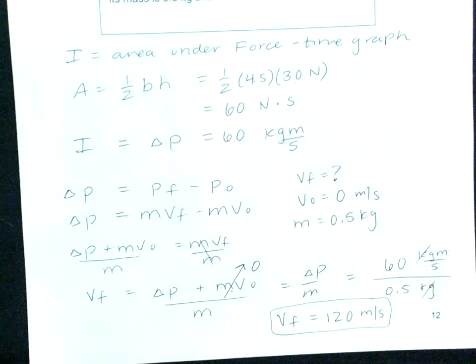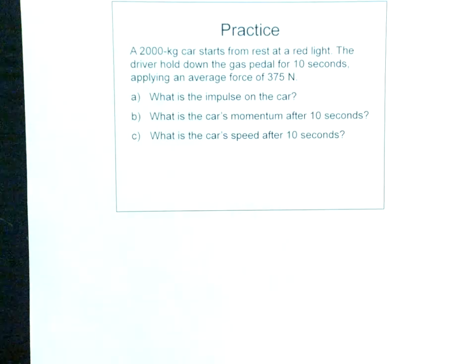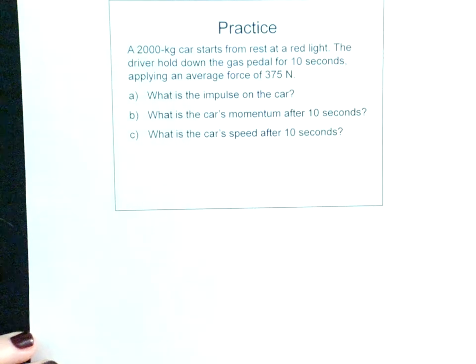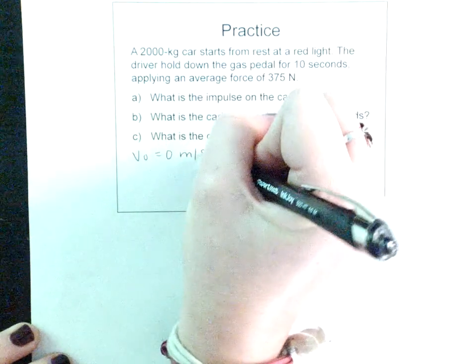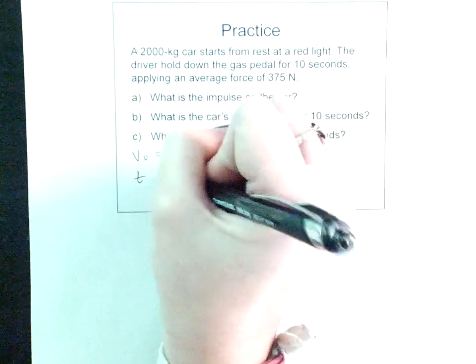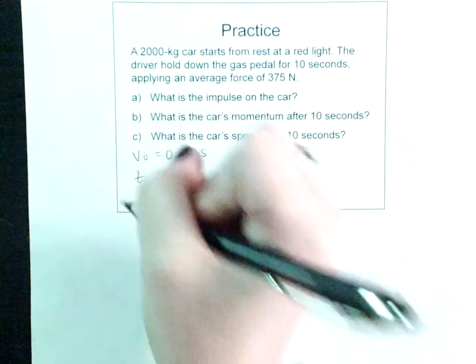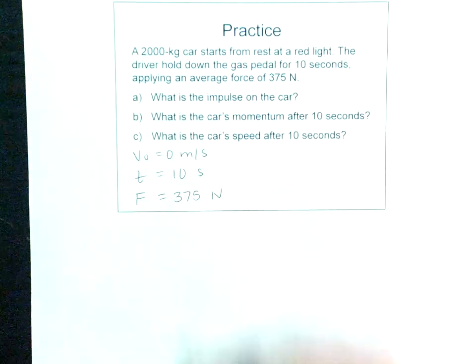For this next problem, go ahead and pause the video and try it yourself. And then you can either watch the video or just fast forward and check your answers. So now we have a 2,000 kilogram car. It starts from rest at a red light. So that means its V initial equals 0 meters per second. The driver holds down the gas pedal for 10 seconds. Time equals 10 seconds. Applying an average force of 375 newtons. So force equals 375. There's a few things that we need to solve for.